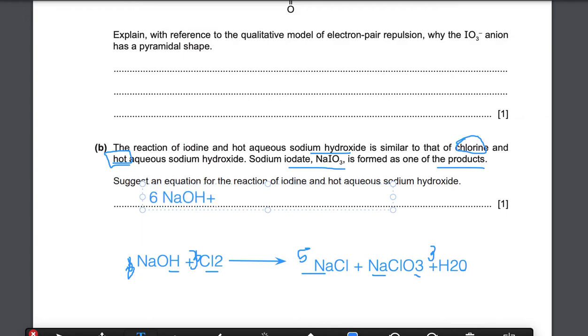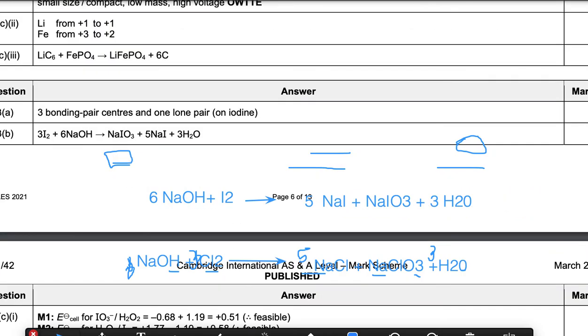So what we'll write now on this line is 6 NaOH plus I2, which gives us 5 NaI plus NaIO3, the product over here, and plus 3 H2O.